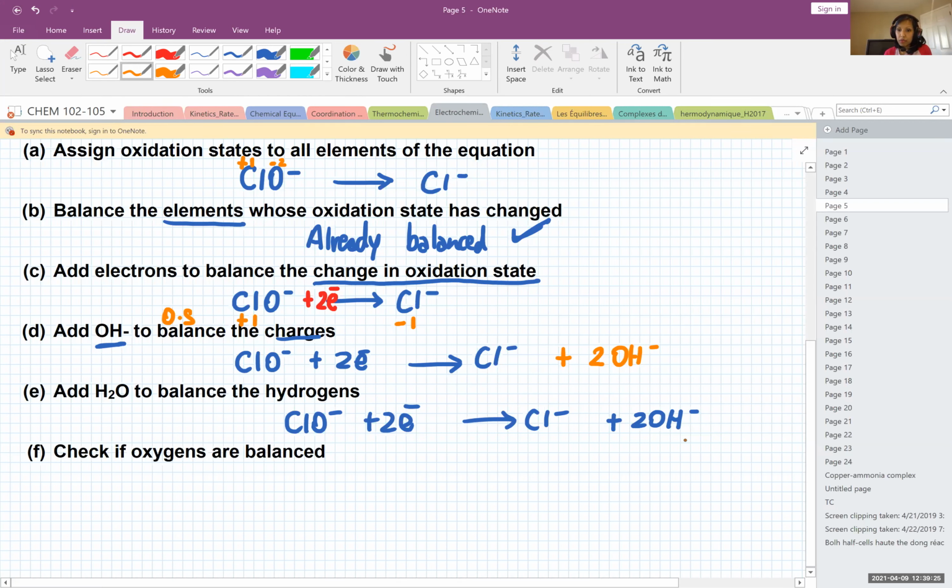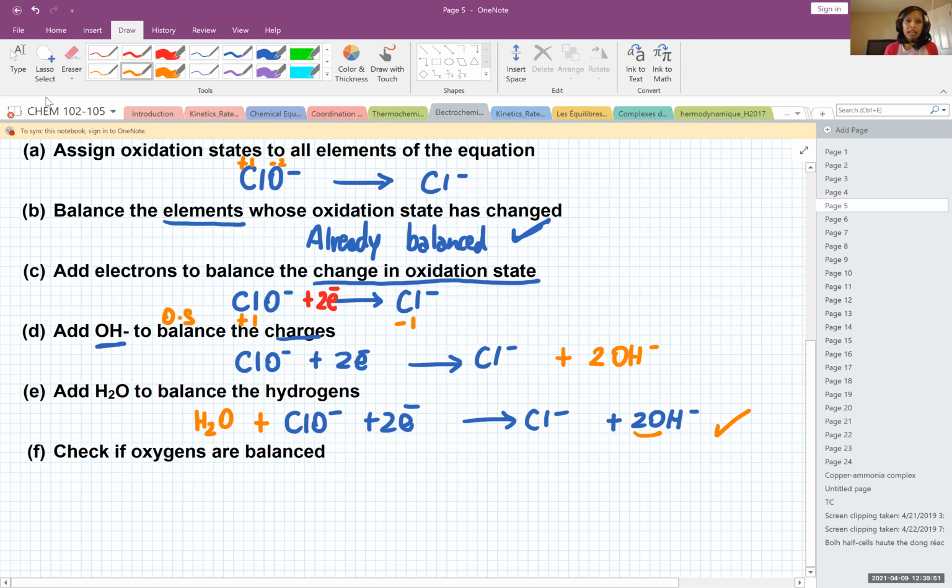So I have introduced 2 hydrogen in my equation. I will need 1 water molecule in order to balance this hydrogen. Then in the end, you just need to check if all the oxygens are balanced. Let's count. We've got 2 on the reactant side, we've got 2 on the product side. So we have a balanced half equation.